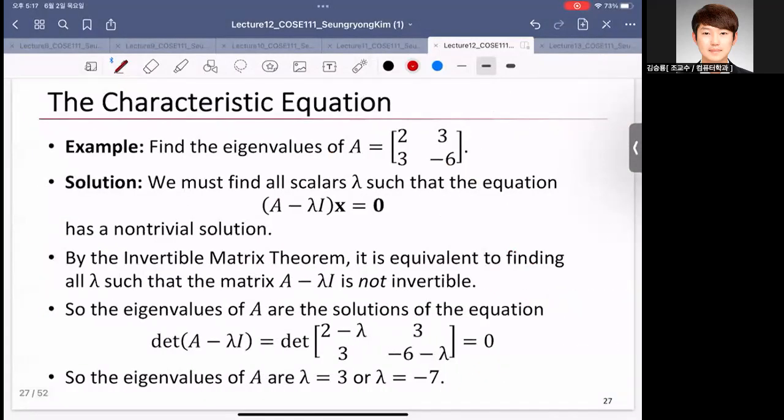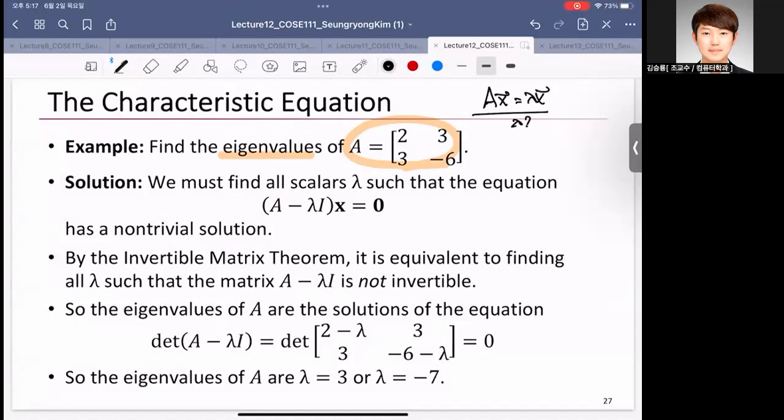Let me show you an example. Find the eigenvalues of matrix A, which is [2, 3; 3, -6]. The question is, which lambda makes this equation satisfy? Which lambda? This is the problem.